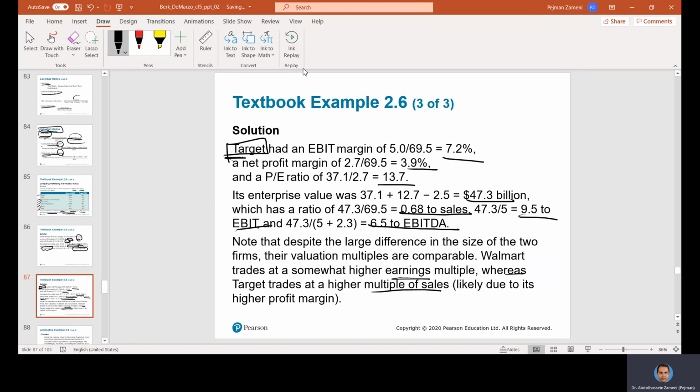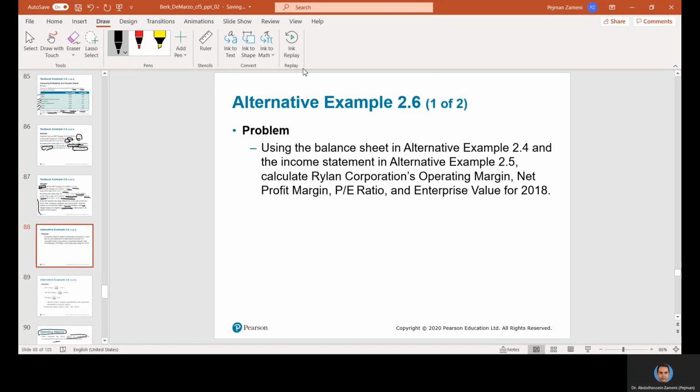Note that despite the large difference in the size of the two firms, their valuation multiples are comparable. Walmart trades at a somewhat higher earnings multiple, whereas Target trades at a higher multiple of sales, likely due to its higher profit margin. There is another question. Please look at it by yourself and do it at home.